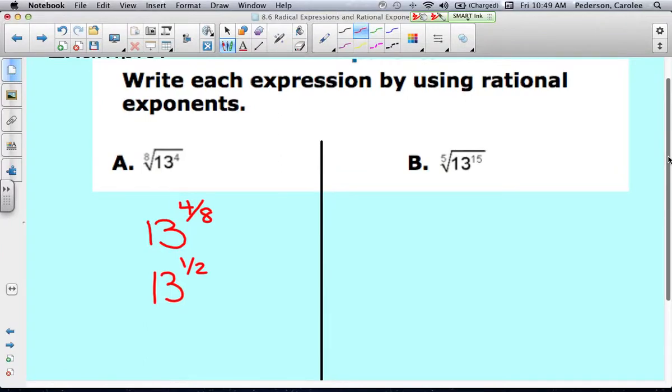Question B. 13 is my base, 15 over 5, 5 is my index, so that goes in the denominator, and then 15 divided by 5 is 3.